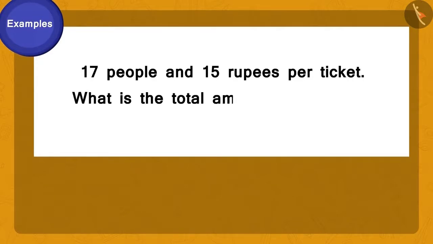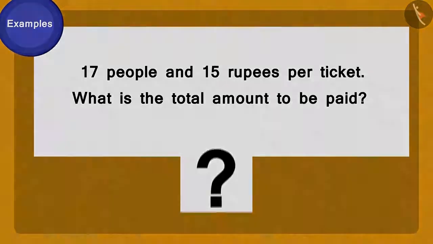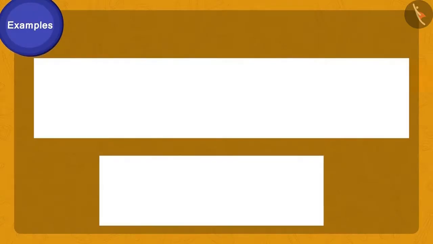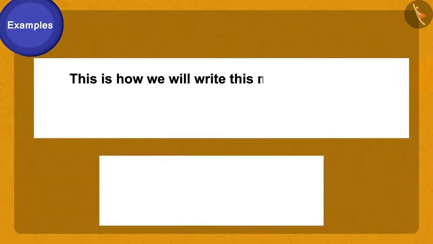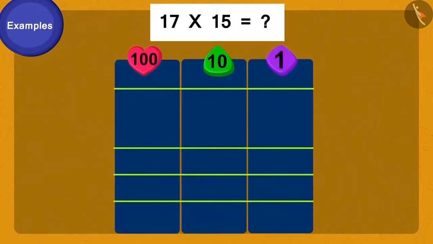Raju and Bablu are unable to calculate how much money they will have to pay to buy the required number of tickets. Come children, let us help Bablu and Raju once again. This time, let's learn to perform this multiplication using a different process. First, we will write multiplication this way.